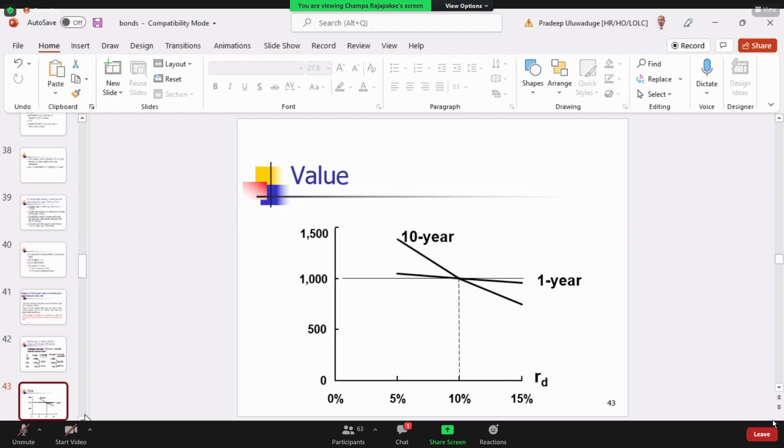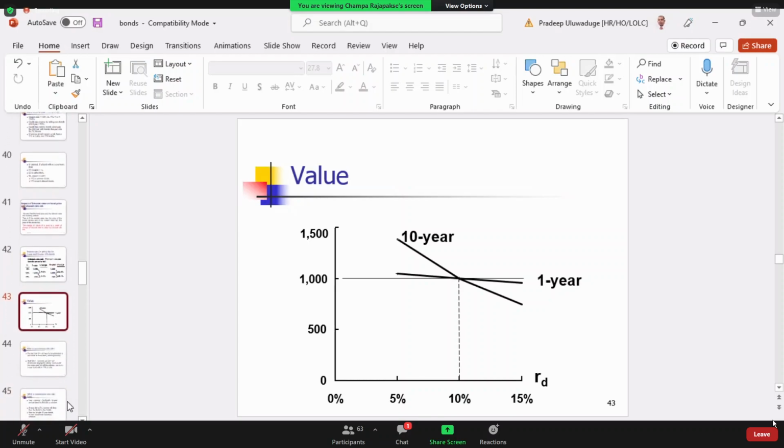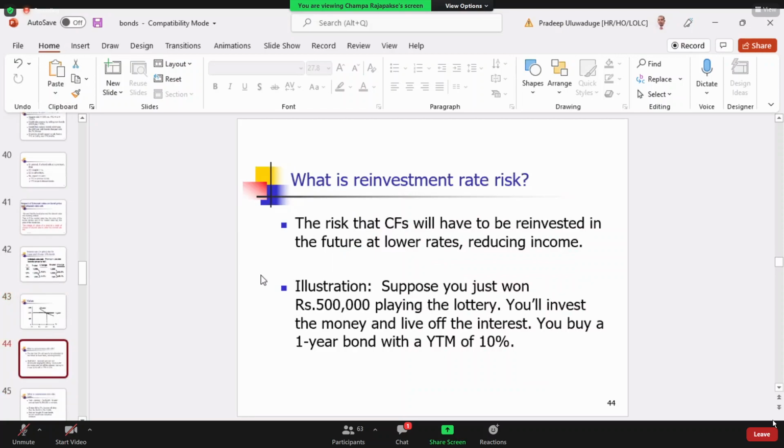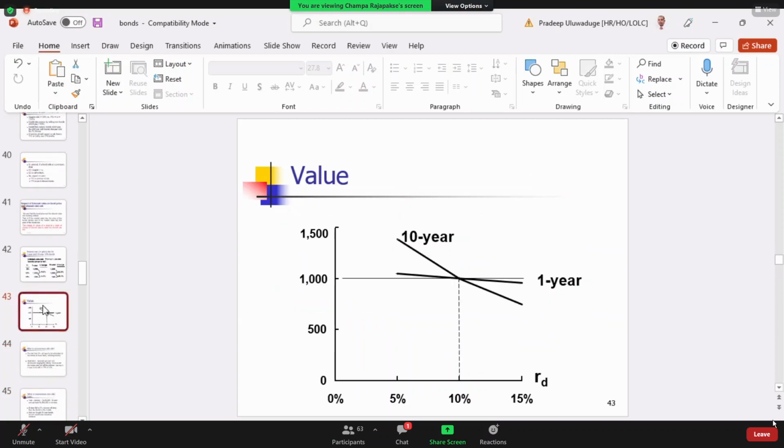So our conclusion is that time to maturity matters. A sharp change in value due to a small change in the interest rate is seen for a bond with a longer maturity. Understand? I hope you get it. This is interest rate risk.